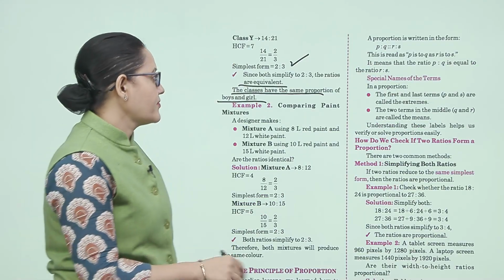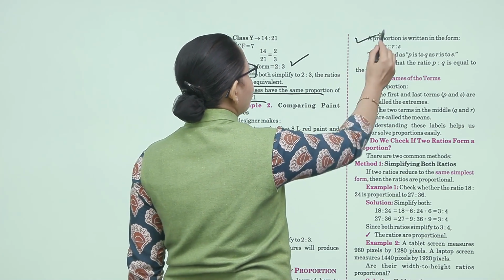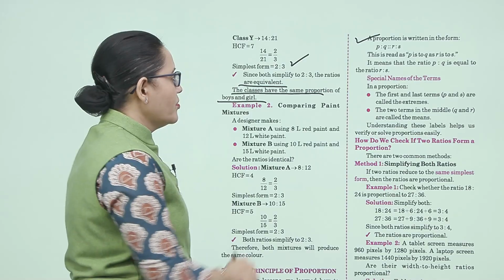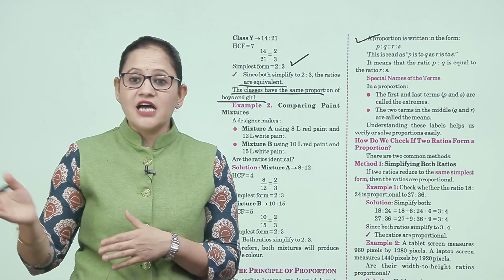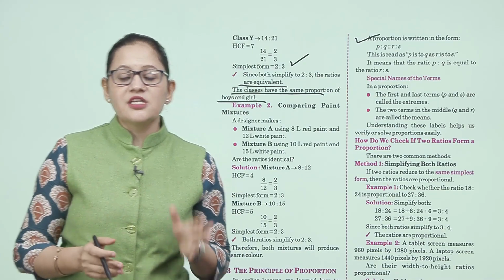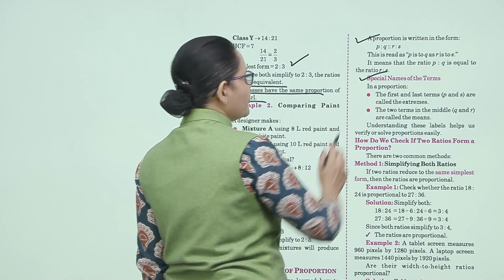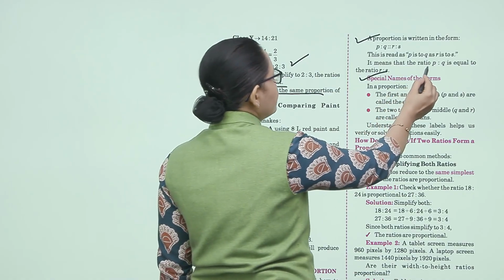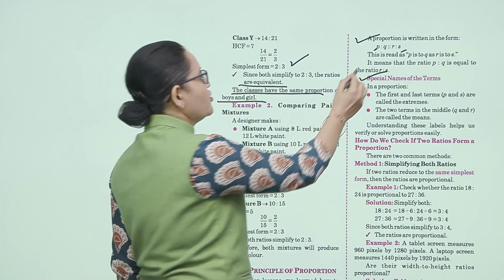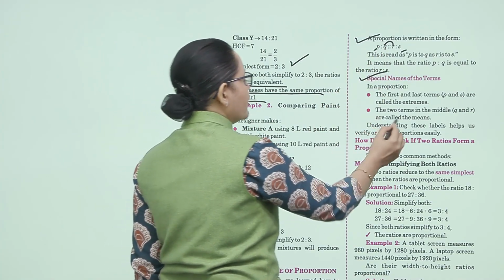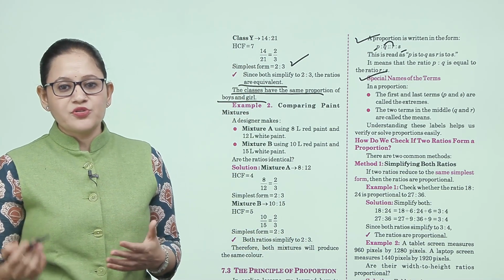A proportion is written in the form P:Q :: R:S. This is read as P is to Q as R is to S. That means the ratio P to Q is equal to the ratio R to S. Special names of the terms: in a proportion, the first and last terms are called the extremes, and the two middle terms are called the means. Understanding these labels helps us to verify and solve proportions easily.